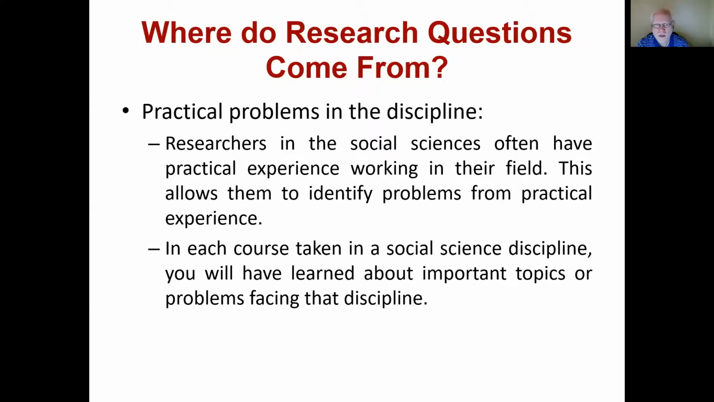So where do research questions come from? Practical problems in the discipline, right? This is partially where research questions come from, and partially where the underlying topics come from. Researchers in the social sciences often have practical experience working in their field. This allows them to identify problems from practical experience. So a sociologist might also work in social work, or have worked in a government agency. Psychologists might also have a practice, and a political scientist may have worked in government at some point. So they have practical understandings of problems that exist in the relevant discipline.